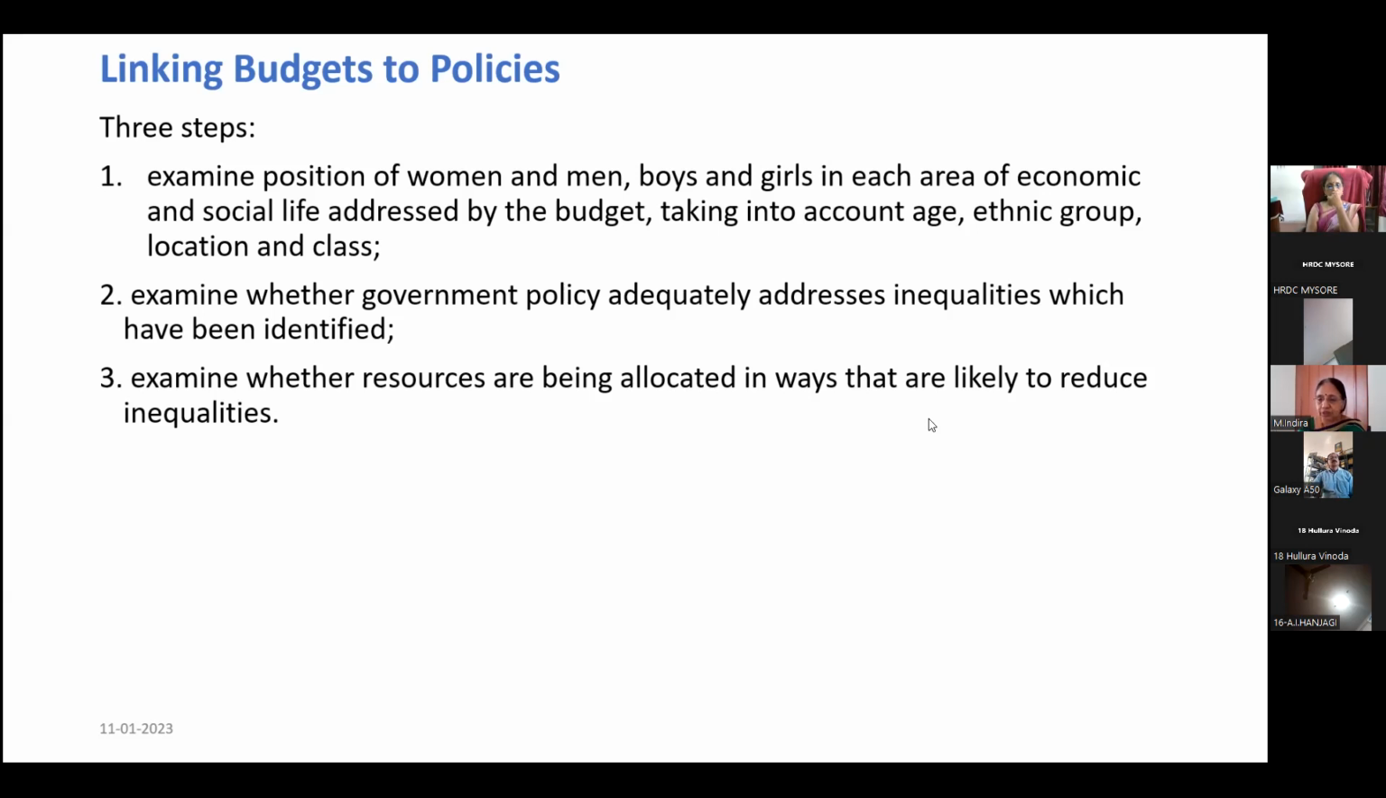So, linking the budget to policy, the first important thing is to look at where these women are located. The second is to examine whether the government policy adequately addresses the inequalities which have been identified. The first step is identifying where the inequalities are. The second step is whether the policy will address these inequalities or not. Only after that do resources come, whether resources are being allocated or not.